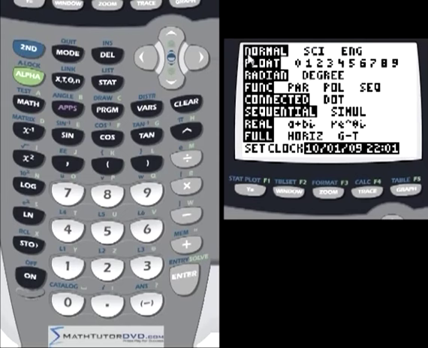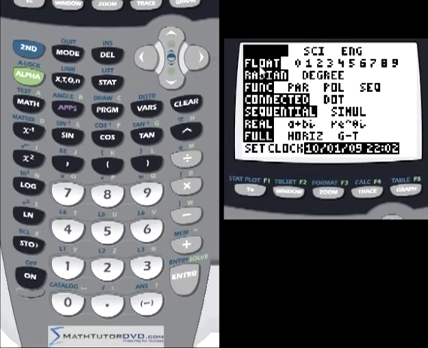So you can see right now the word normal is blinking, and that means that normal mode is selected. This is the number mode. It means that the numbers are going to be displayed normally. In other words, they're not going to be displayed in scientific notation, which is the next one here, and we'll talk about scientific notation in a second.